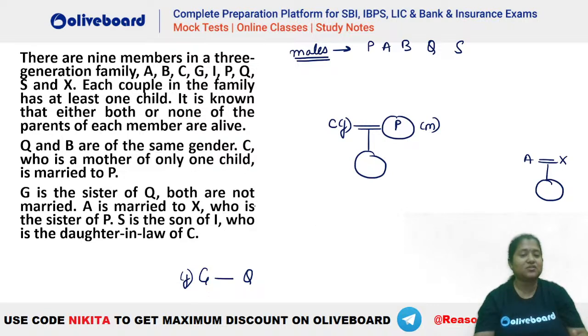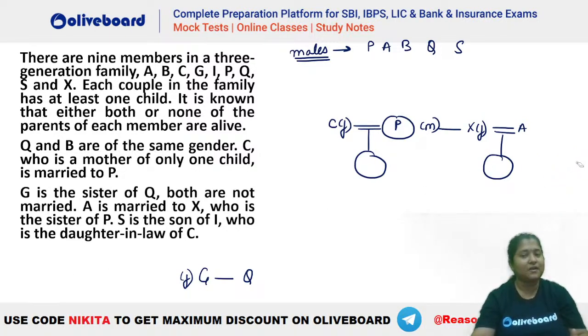Now who is the sister of P? So X has to be a sister of P here. Okay, so you can draw this X here, and this A here. Okay, and they must be having a child something like this. Okay, because every couple should have at least one child. There can be multiple children also, but there has to be at least one child here. Okay, so X, who is the sister of P, is done.